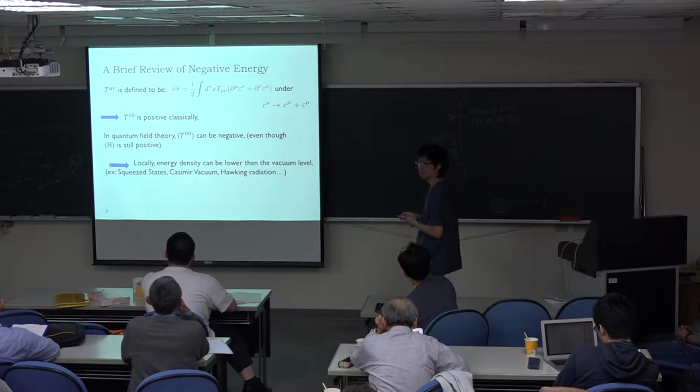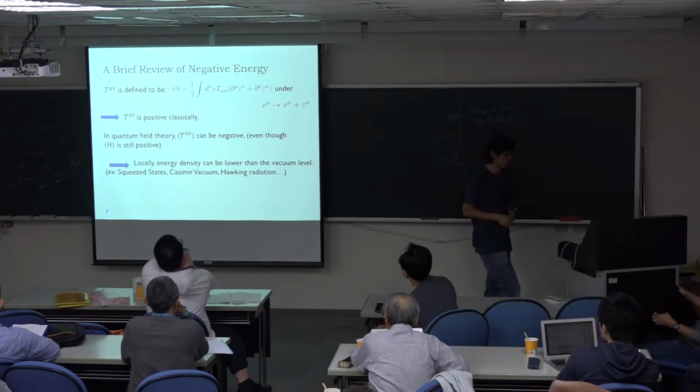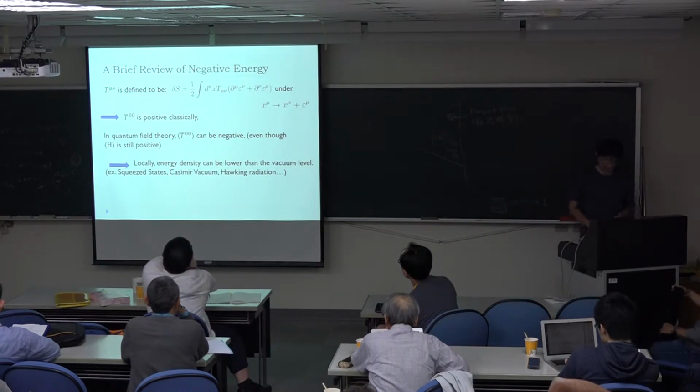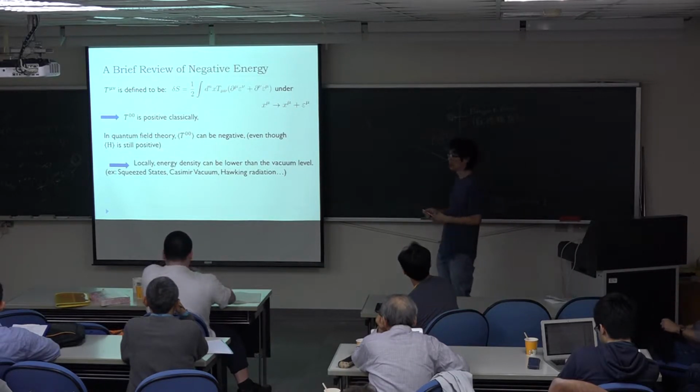There are a lot of examples of negative energy states in quantum field theory, for example, squeezed states, the Casimir vacuum, and Hawking radiation. They are all examples of states that could produce negative energy locally.